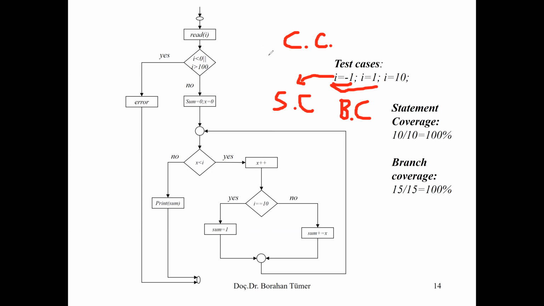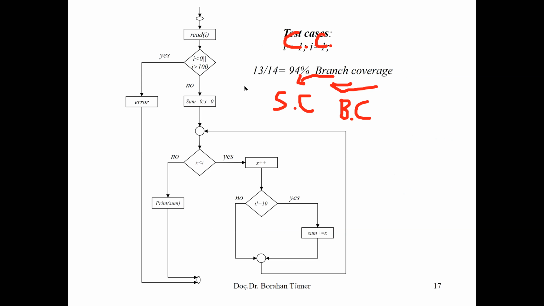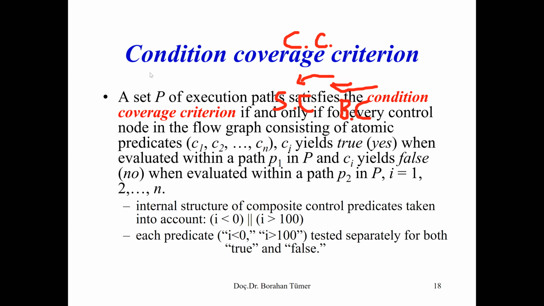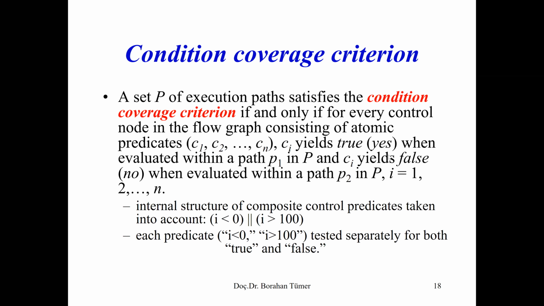Let's go back to the condition coverage criterion. A set P of execution paths satisfies the condition coverage criterion if and only if, for every control node in the flow graph consisting of atomic predicates, Ci yields true when evaluated within a path, and Ci yields false when evaluated within a path. So what does this tell us?